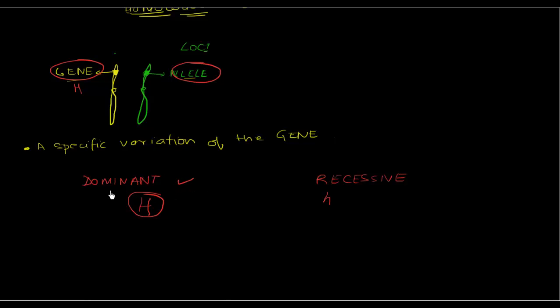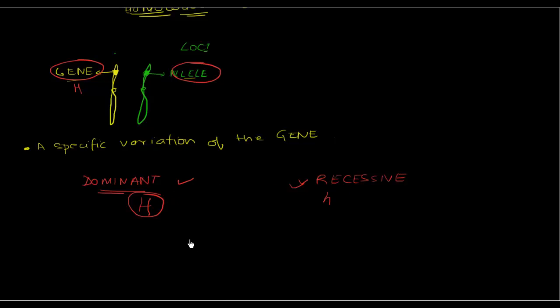And as the name suggests, dominant genes are the ones which express themselves, so the phenotype, the physical appearance, is based on the presence of the dominant gene. And the recessive genes, or alleles, as the name suggests, do not express themselves completely in the presence of a dominant gene.